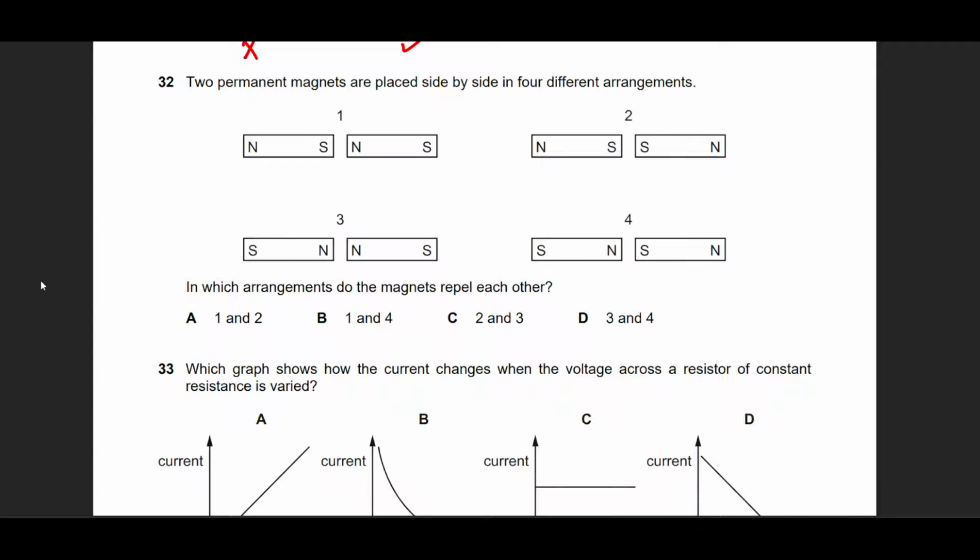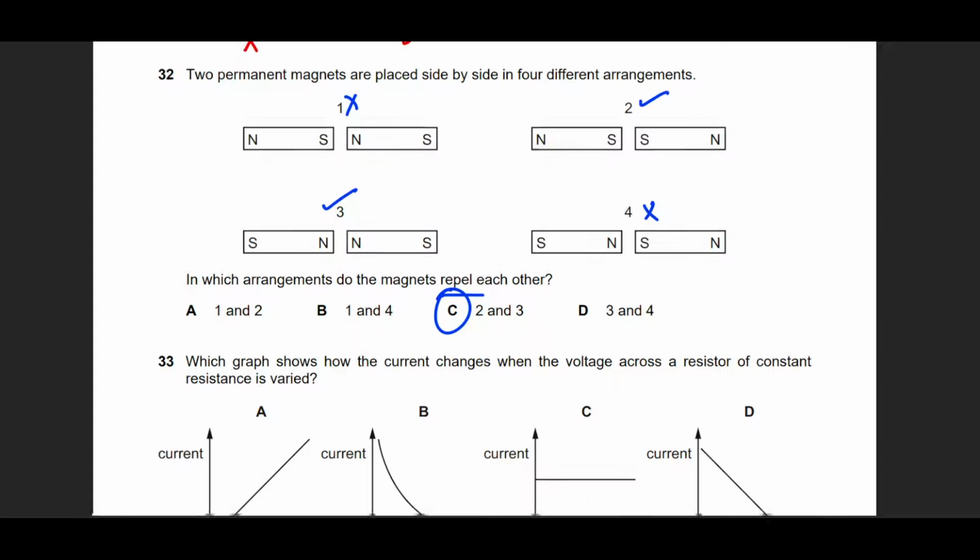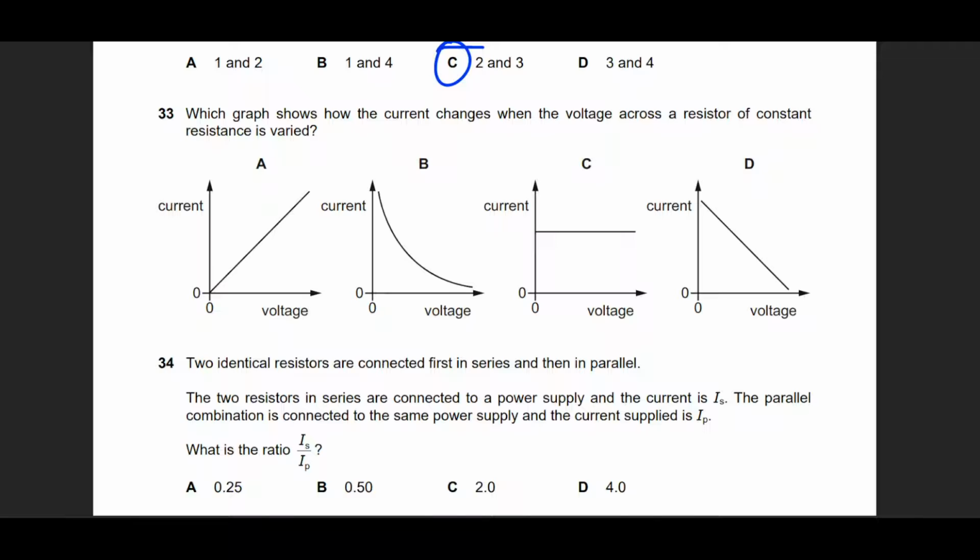Question number 32, again from memory, very straightforward question, nothing to worry about. He says, there are 4 arrangements, which ones repel each other? So north and north should repel, north and south are going to attract. This is repel, this is attract. So 2 and 3 should be the answer, which is going to be option C. So 32 is C. Number 33, it says the graph shows current and voltage across a resistor of constant resistance.